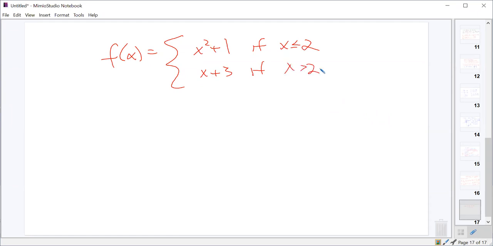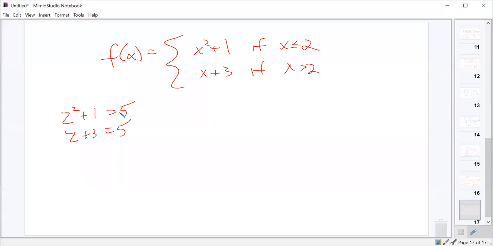And so for a function to be differentiable, or for a function to have a derivative at a point, the function number 1 has to be continuous at that point. So we have to check the continuity just like we did a second ago. So we write out the limits. 2 squared plus 1 would be 5, and 2 plus 3 would be 5. So we see that it's continuous there.